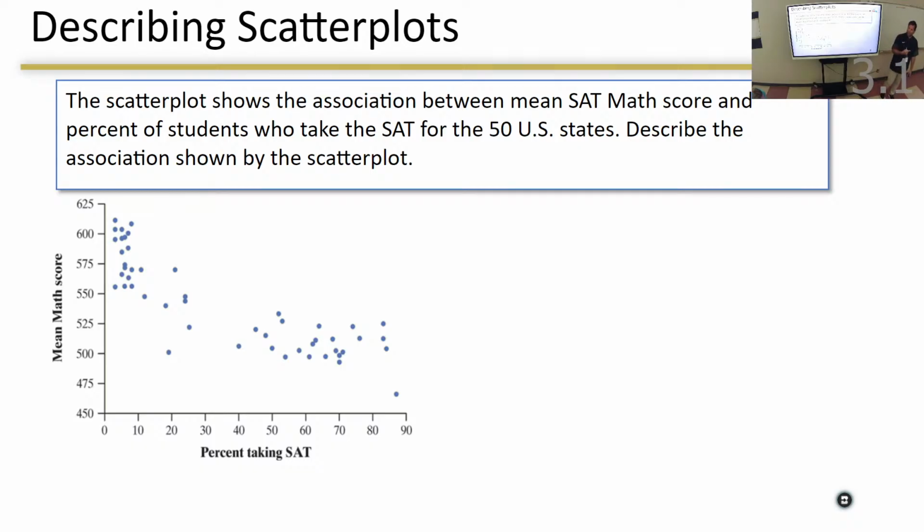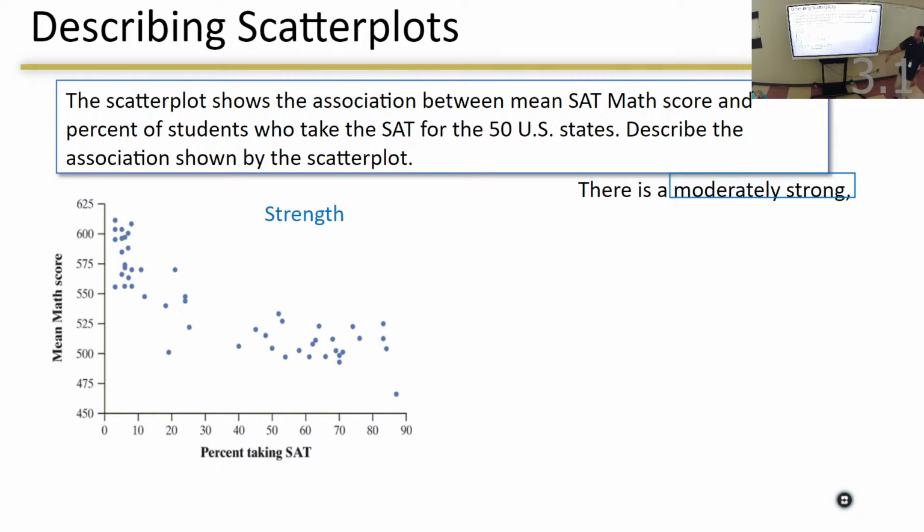There is a negative, probably curved. I don't think that one's really linear. I think that one has a curve to it. A negative, curved, somewhat strong. Again, this will mean more to you as we progress. Relationship between percent taken SAT and the mean math score.